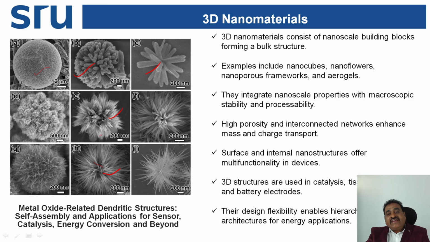These three-dimensional examples include nanocubes, nanoflowers, you can see in the figure, nanoporous frameworks, and aerogels. Surface and internal nanostructures of these three-dimensional nanomaterials are used in many devices. 3D structures are used in catalysis, tissues, and battery electrodes. Their design flexibility enables very simple architectures for energy applications.